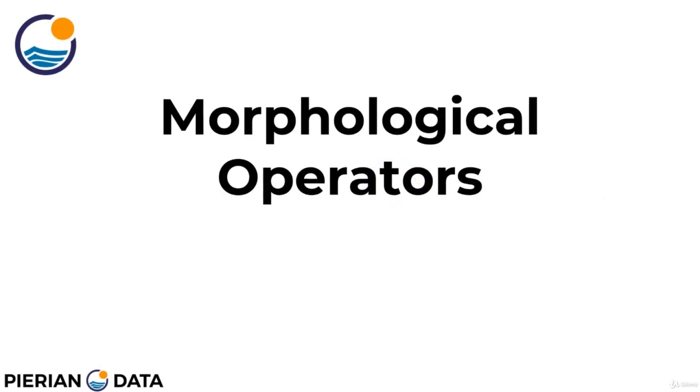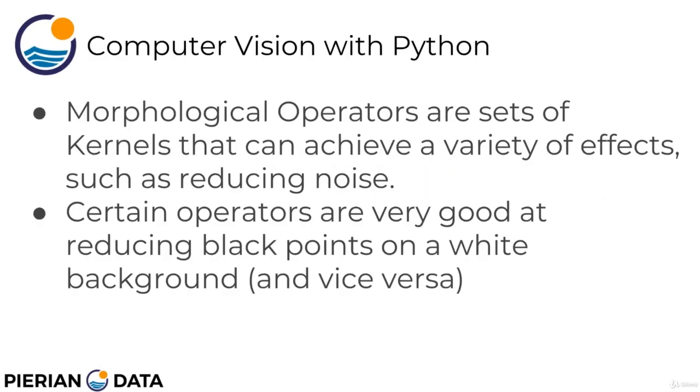Welcome back to this lecture on morphological operators. Morphological operators are sets of kernels that can achieve a variety of effects, such as reducing noise. We've already seen kernels that can achieve effects such as blurring and smoothing. These morphological operators are going to expand on that.